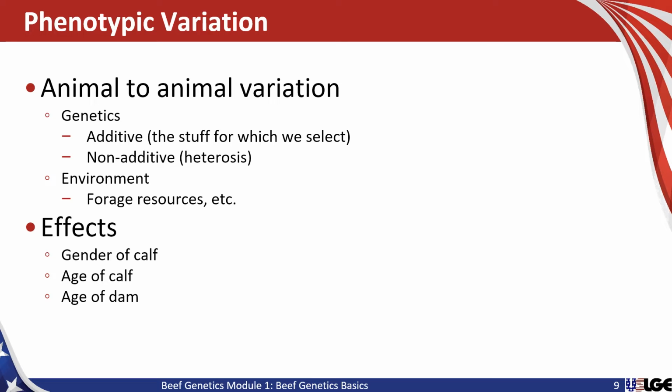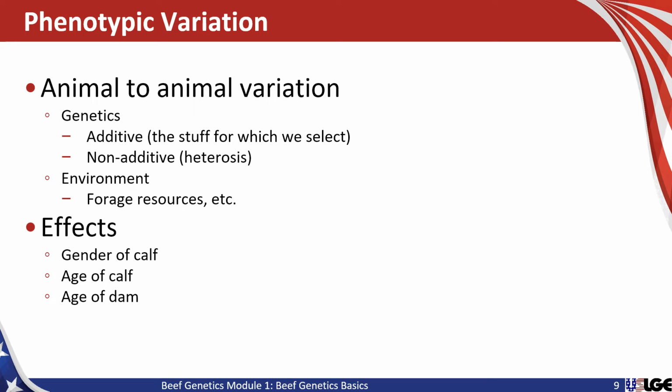Our genetic evaluation then uses the phenotypic variation that we observe between animals and partitions that variation to get at genetic effects. The animal-to-animal variation, again, is caused by variation in both genetics, so the additive, the things that we select for, the non-additive effects, or the heterotic or hybrid vigor. We'll talk more about those in a future module. And also environmental effects, so differences, say, in forage environment, production system and management, and so forth.